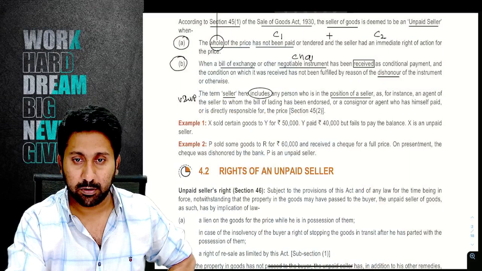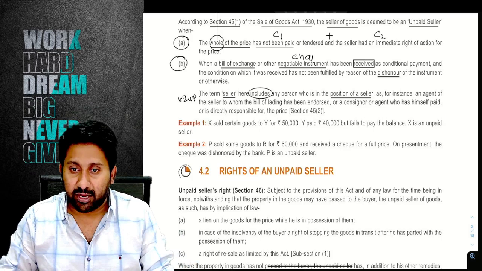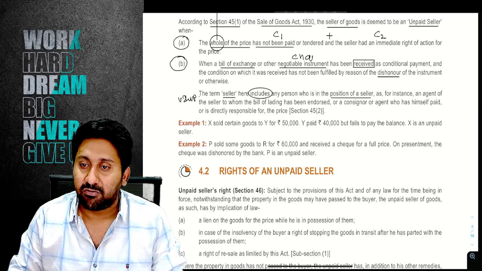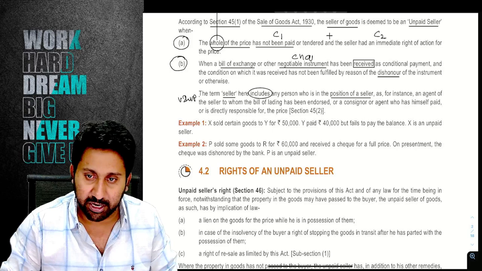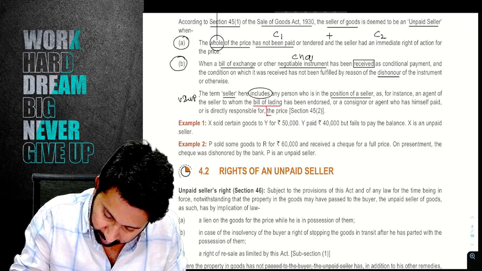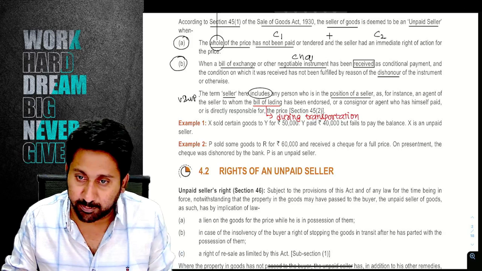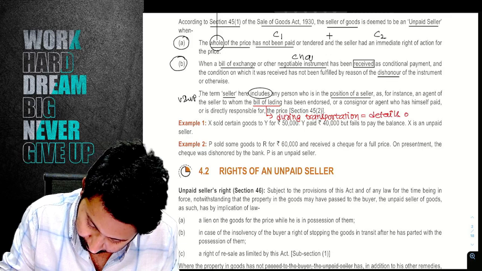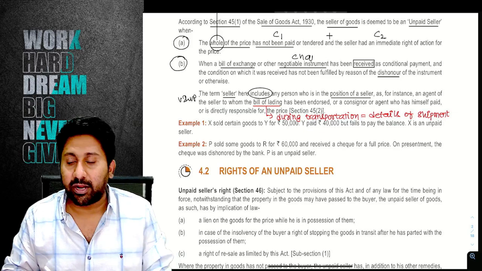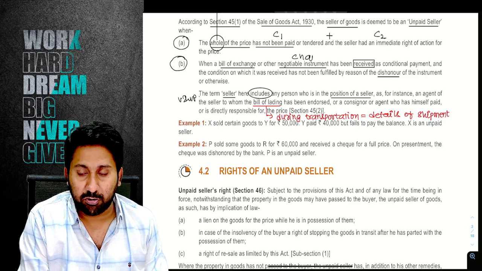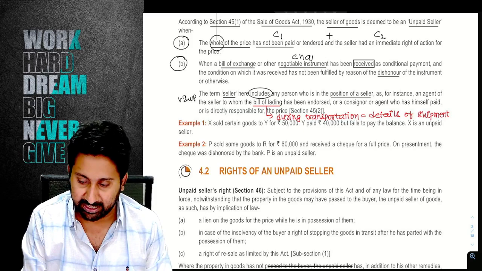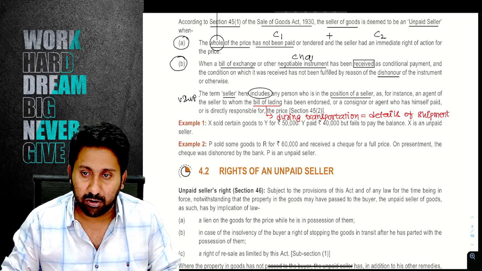Okay. Now let us see this. The term seller here includes any person who is in the position of a seller. As for instance, an agent of the seller to whom a bill of lading has been endorsed. A bill of lading will be issued during transportation, containing the details of the shipment. Or a consignor or agent who has himself paid or is directly responsible for the price. Like that he has given.